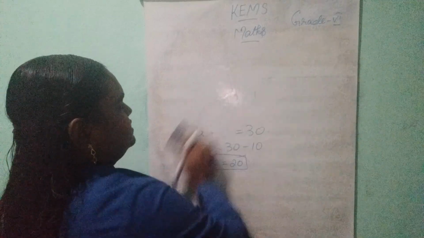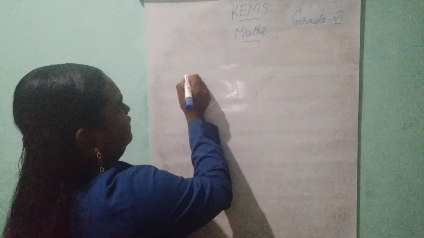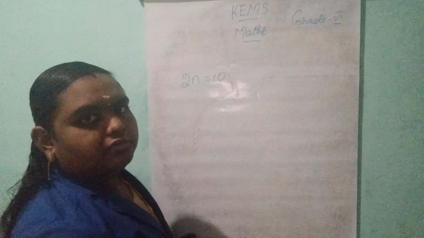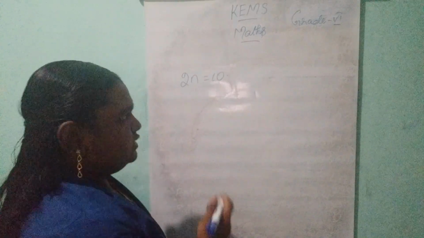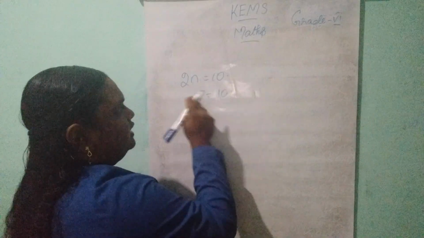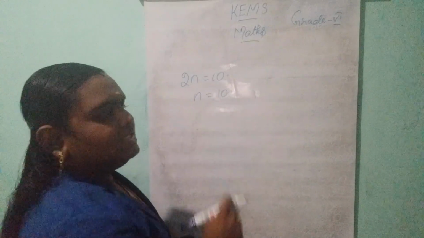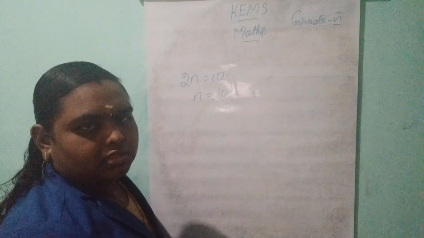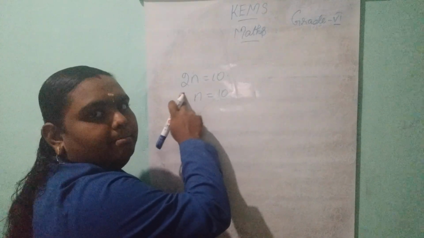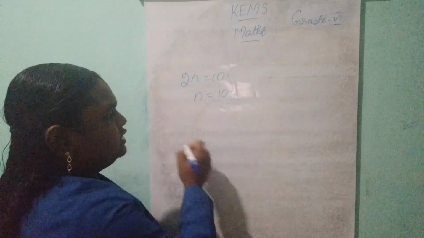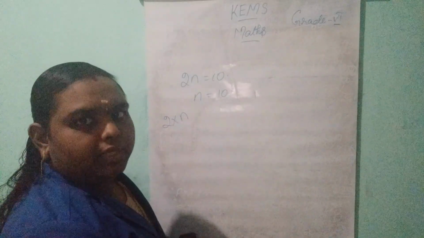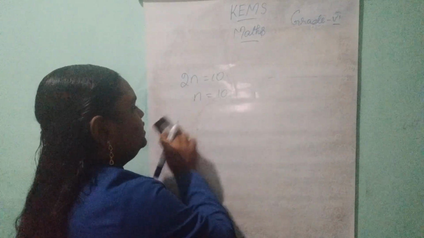Then next one is, if you are having 2n equal to 10. So we have to find out the value of n. Here is 2 and n is in multiplication. It is not an addition. It is not a subtraction. It is the multiplication. 2n means 2 into n. That is, we are writing it as 2n. Okay. So 2 into n.